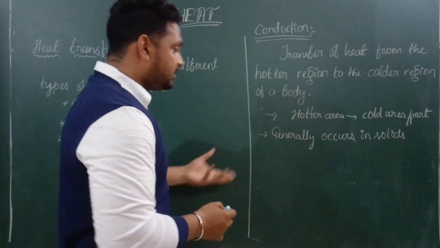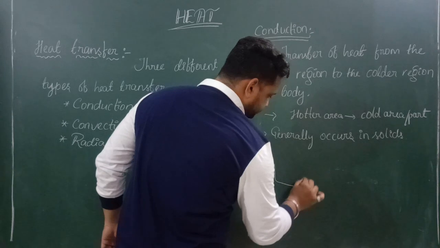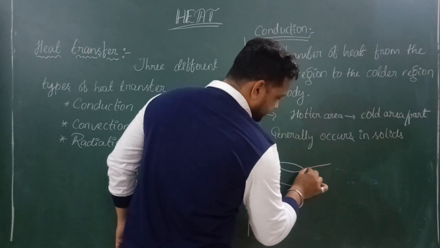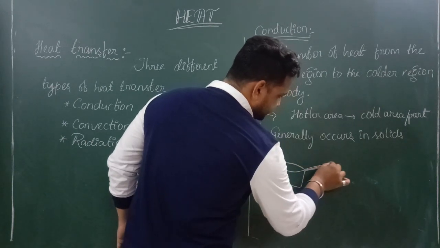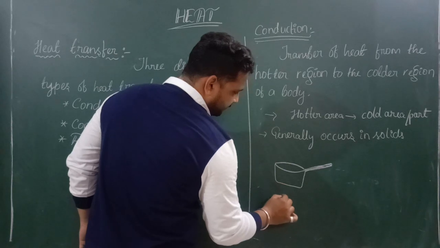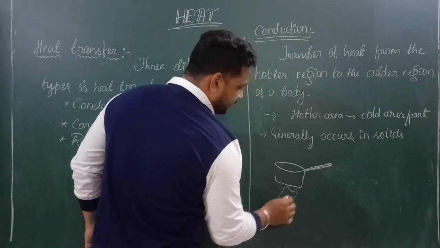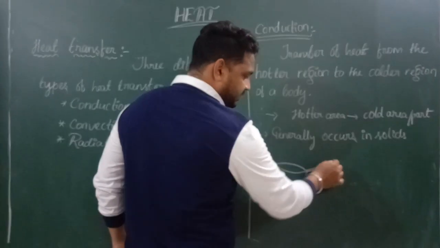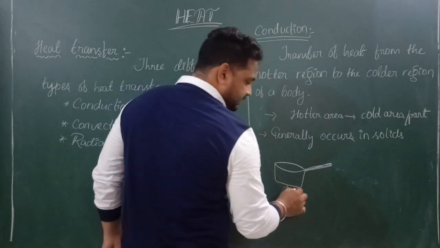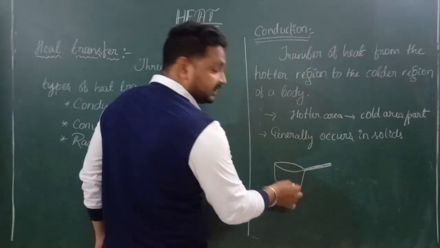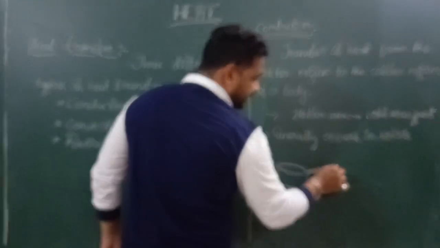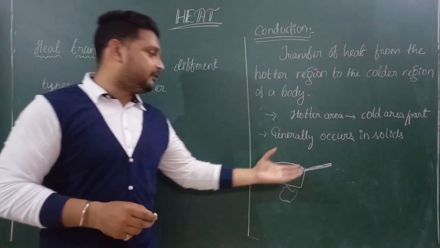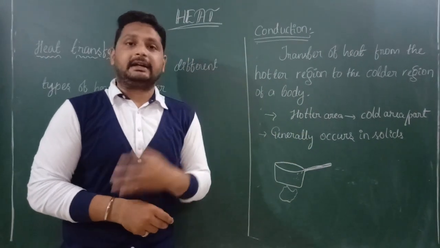So how does it happen? Suppose this is a cooking utensil and this is its handle. If the flame is given to this part, and the handle is not insulated, it is also a metal part. If you touch it, you can feel the heat. So what happens in this case? The part which is receiving the flame, from there the heat travels. The heat moves from the hotter region to this part, so you can feel the heat. This process is called conduction.